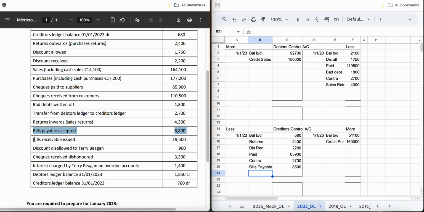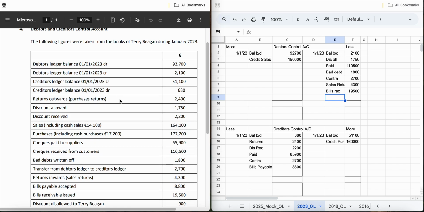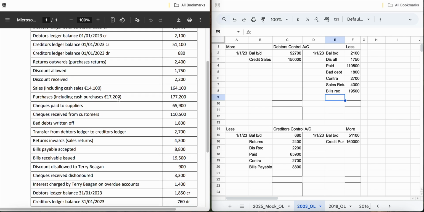Okay, and here bills receivable. So money you were due to receive, they gave you. So your debtors gave you money, 19,500. Bills receivable. Right. Discount disallowed to you. Who gave you a discount? Your creditors gave you a discount, and they disallowed it. So they're telling you you owe them more. Discount disallowed.